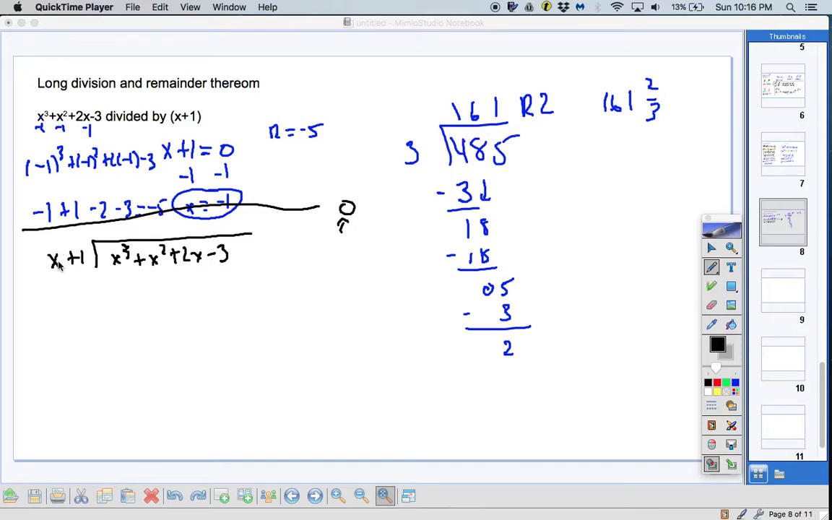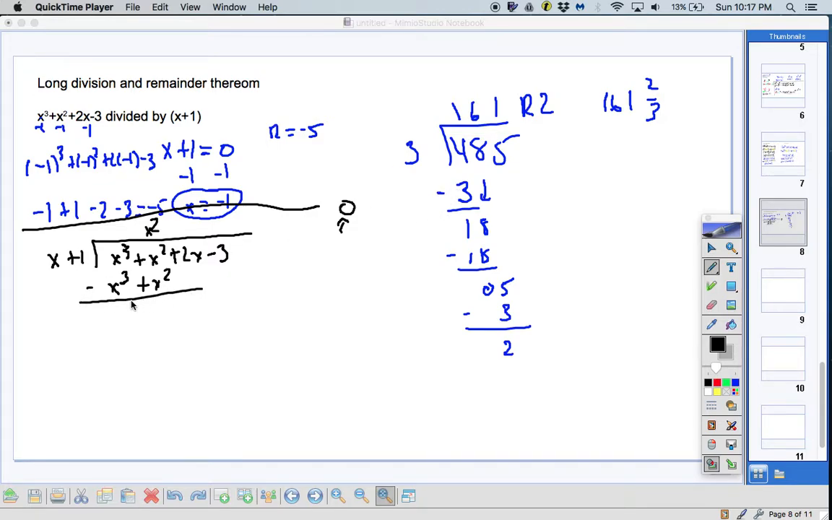So let's start dividing. How many times does x, don't worry about the plus 1, how many times does x go into x to the third without going over? Well, it's a multiply problem, so it's going to end up being x squared. x times x squared is x to the third, and then we multiply the rest of it. x squared times 1 is x squared. So all we do is we simply multiply. And then just like before, we subtract.